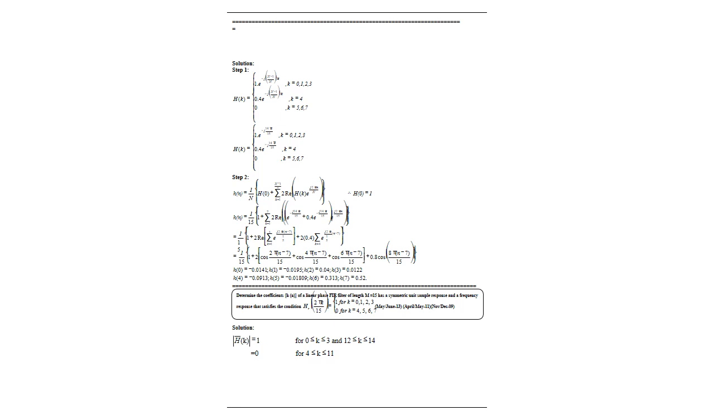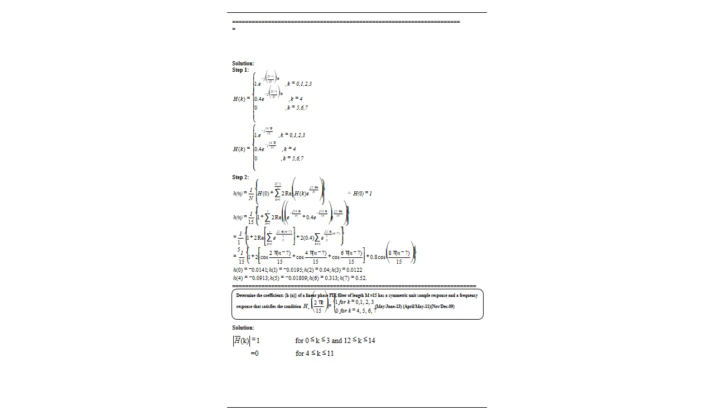So h of n is equal to 1 by n, h of 0 plus summation k equal to 1 to (n minus 1) by 2 of 2 into real part of h of k e to the power of j 2 pi k n by n. That is h of 0 is equal to 1. Next h of n is equal to 1 by 15 into 1 plus summation k equal to 1 to 7 of 2 real part of e to the power of minus j 14 pi by 15 plus 0.4 e to the power of minus j 14 pi by 15 into e to the power of j 2 pi n by 15.